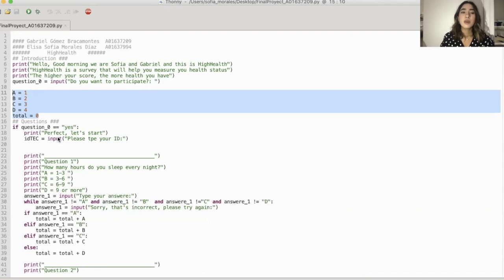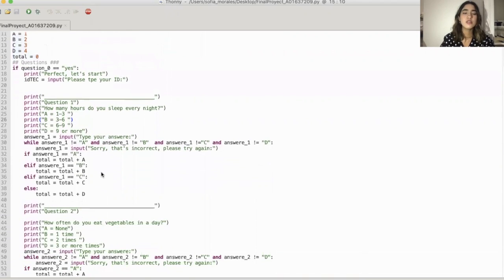And it's gonna start with the question 0, do you want to participate? Our first conditional is for this question. So if you answer yes, then you're gonna start the survey. If you answer no, then you're automatically done because that means that you don't want to participate in the survey.